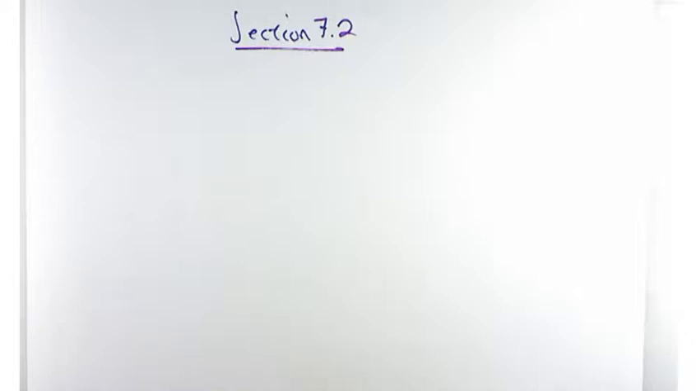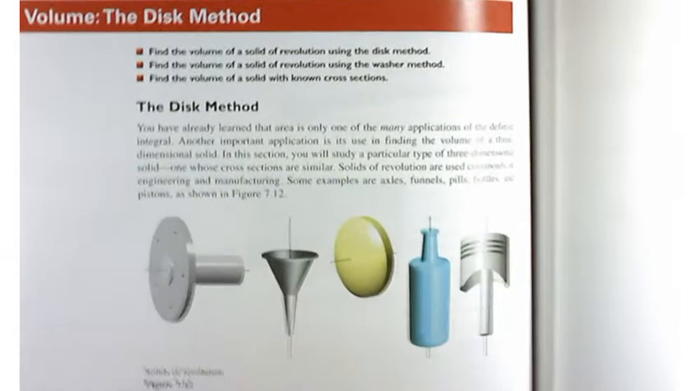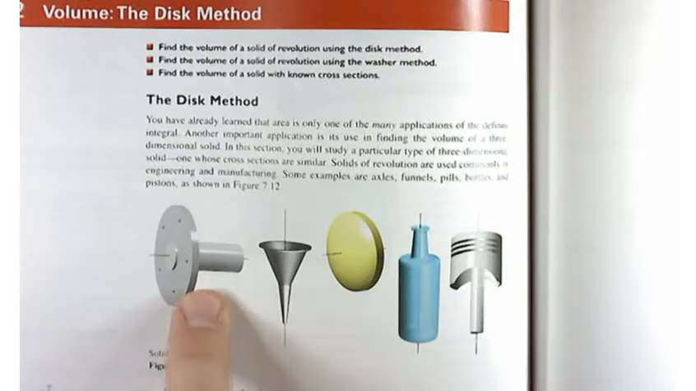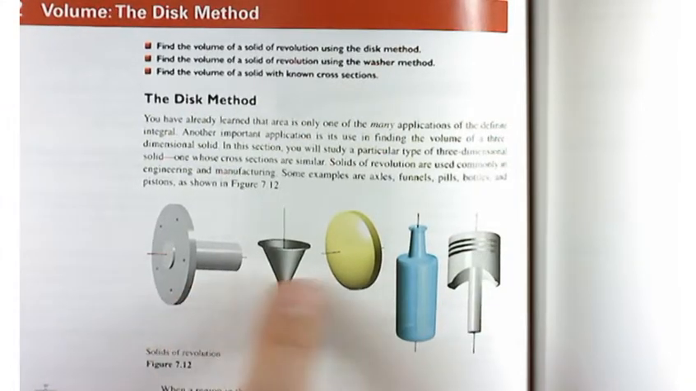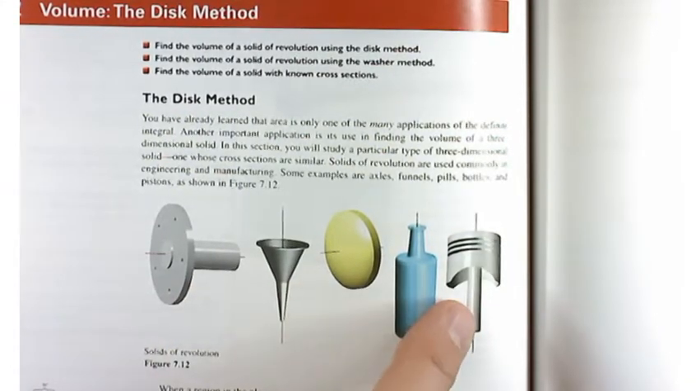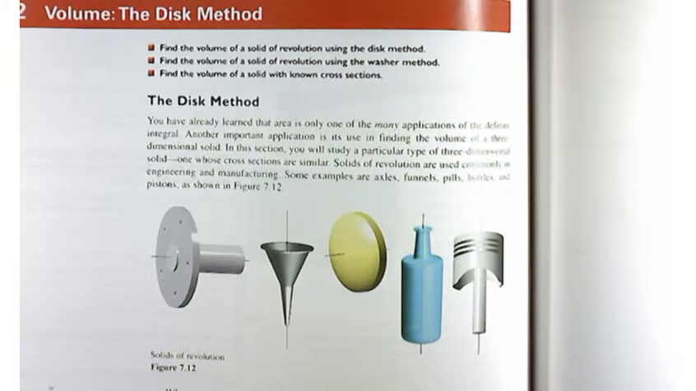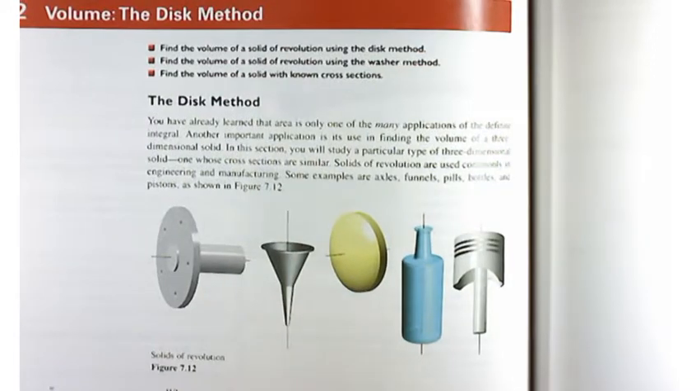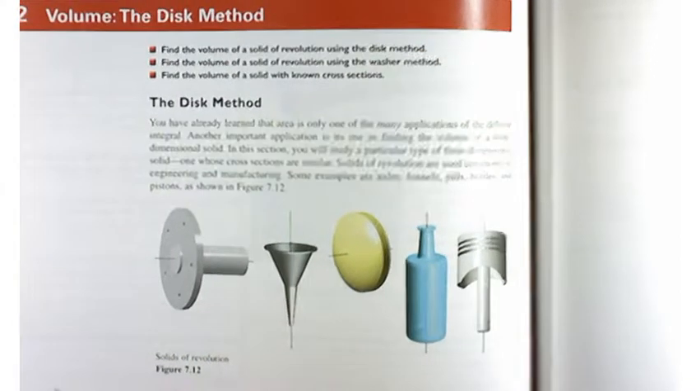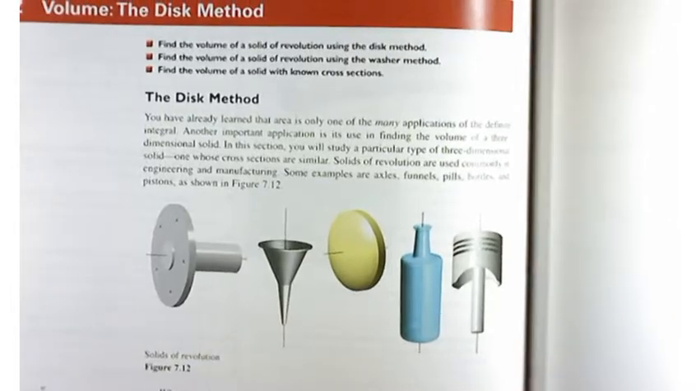In this section, we're going to find the volume of a solid of revolution. So I showed you one example off camera. There's plenty of examples that you can see in your book of some things that have shapes that are solids of revolution. A rotor, a funnel, a pill, a bottle, a piston. All these can be thought of as having been obtained by rotating something around an axis and sweeping out that volume. So we're going to try and find the volume of these kinds of figures.